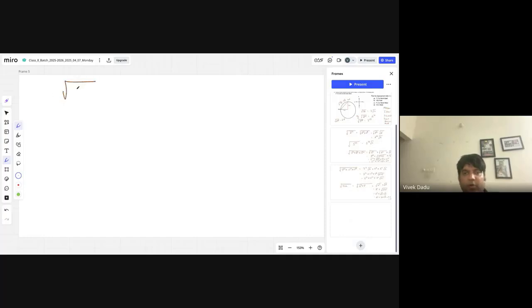Now you guys do it. Square root of 128. Convert it to simplest radical form. Sir, is it for everyone? No, for those 6 people.